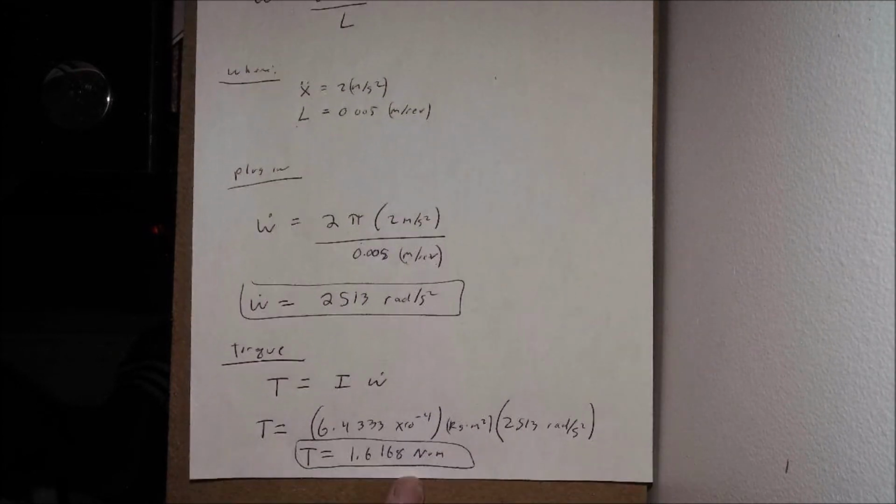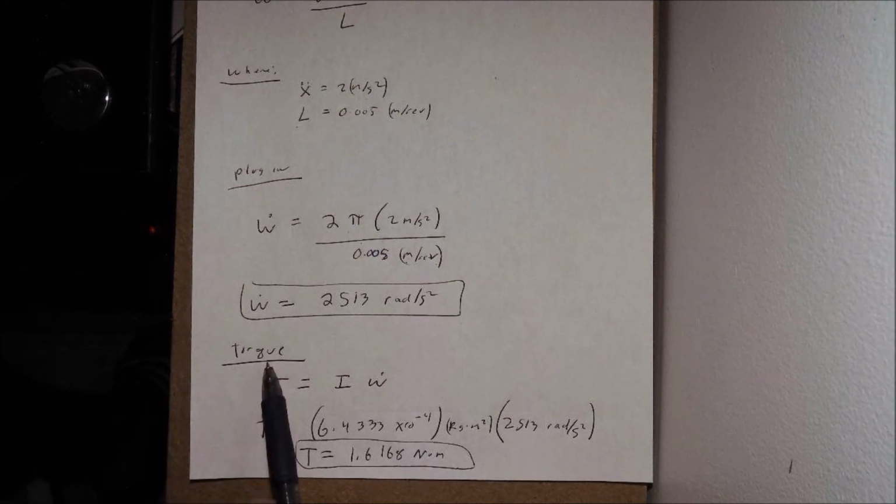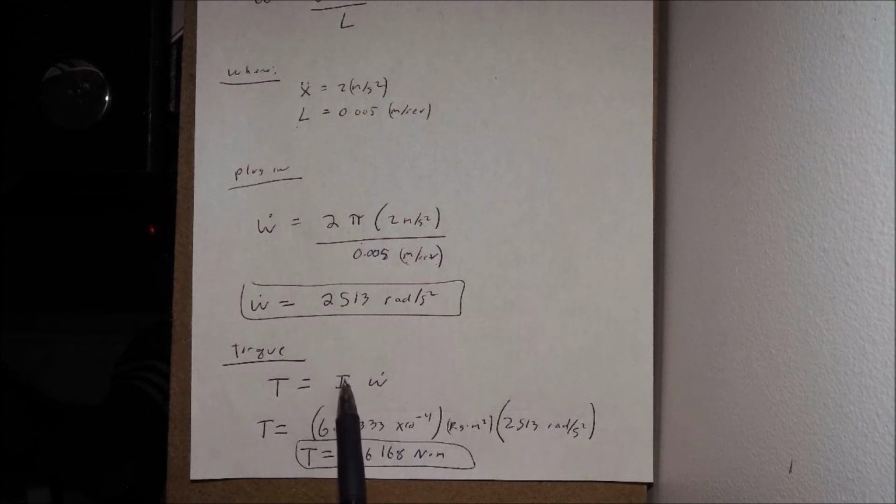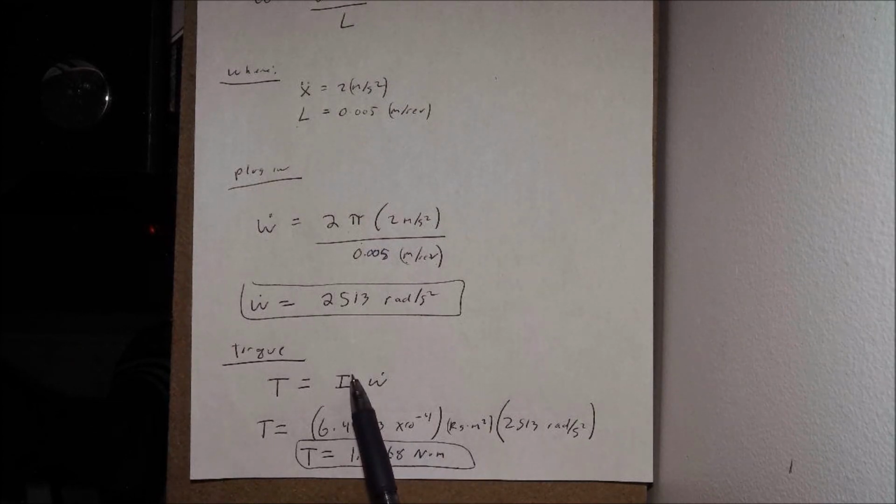So that can then be plugged back into our equation for torque, which is finally what they asked us to solve for in the problem statement. Torque, recall, is equal to the total system inertia times this angular acceleration. Now we have a value for angular acceleration, and we have a value for our inertia that we solved for at the beginning part of the solution. Plug that in. Torque is equal to 6.4333 times 10 to the negative fourth in units of kilograms meters squared for our total system inertia, and our angular acceleration is 2,513 radians per second squared.